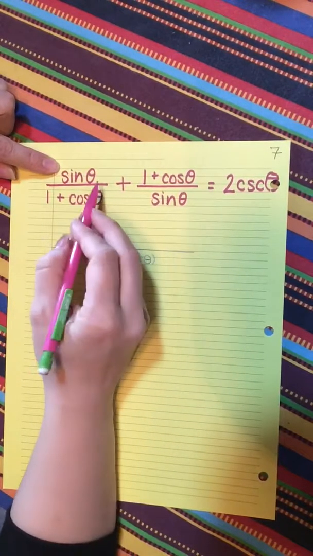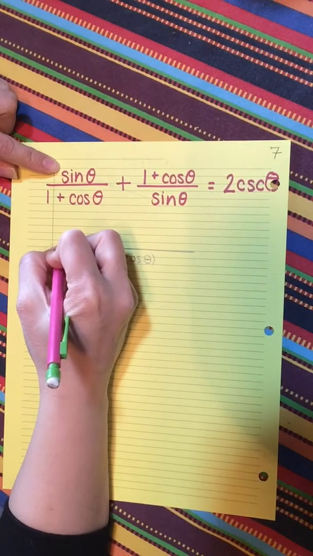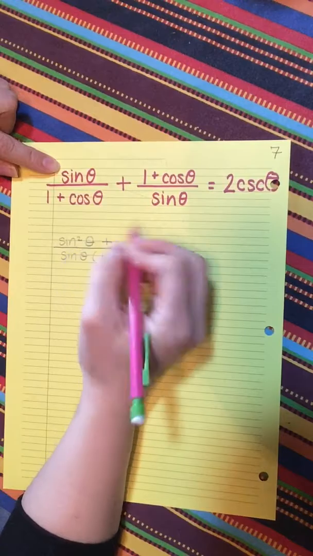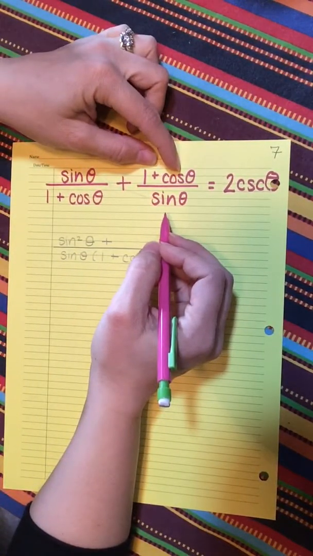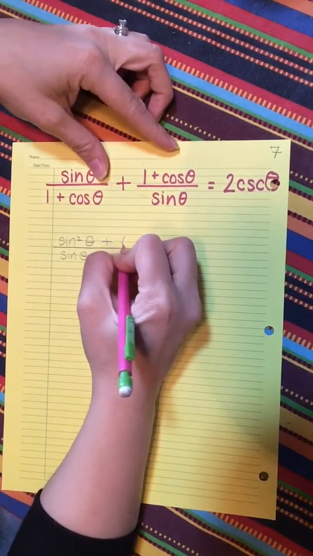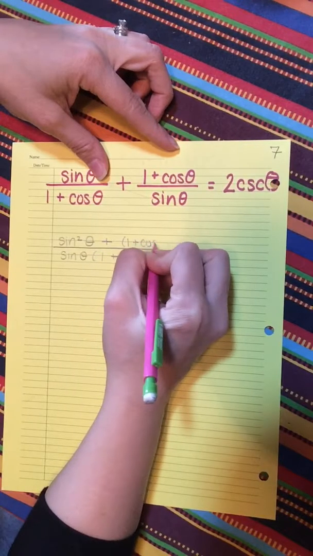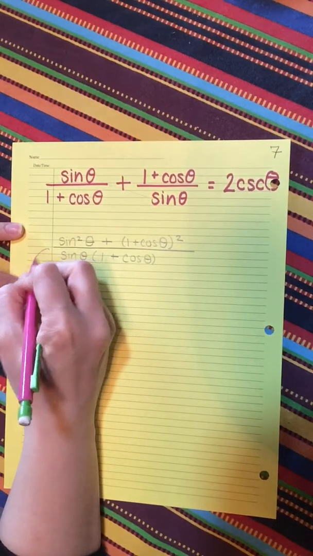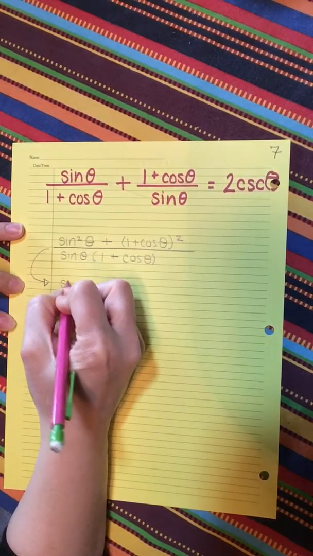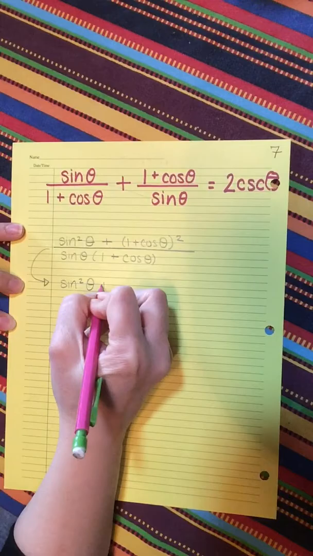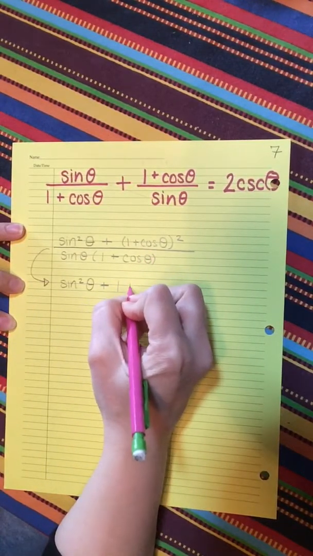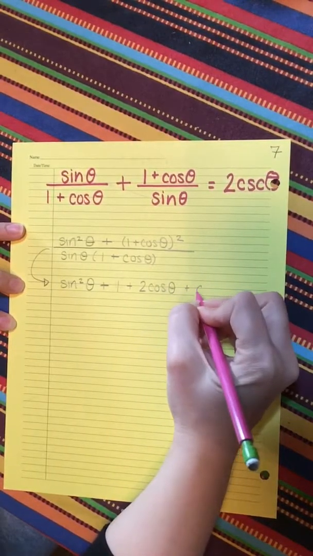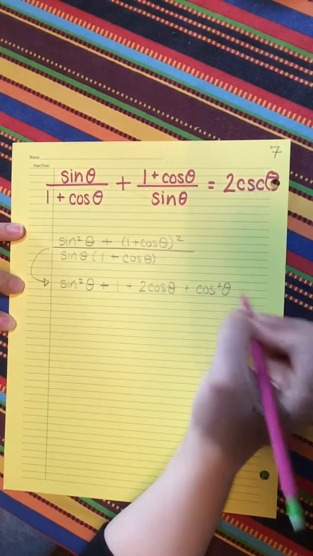My first numerator, I need to multiply by sine of theta. So this will become sine squared of theta, big fat plus sign. And then I need to take my 1 plus cosine of theta times 1 plus cosine of theta. So this is going to look like 1 plus cosine of theta squared. Now on the top, that becomes sine squared of theta plus, when you FOIL that out, that would be 1 plus 2 cosine of theta plus cosine squared of theta.